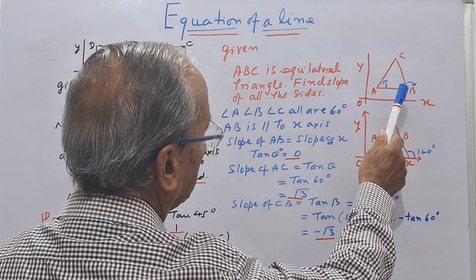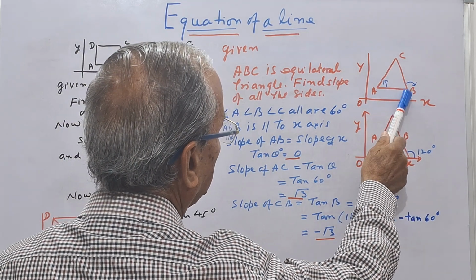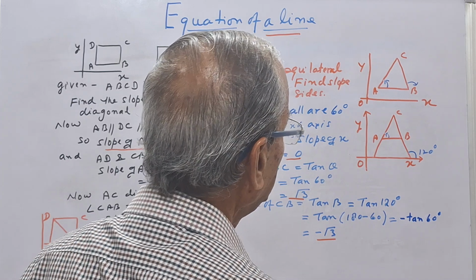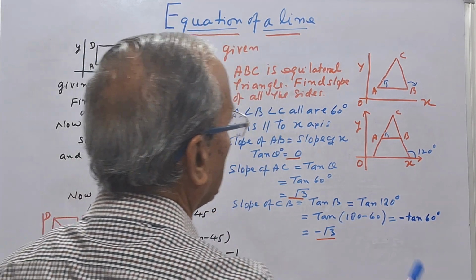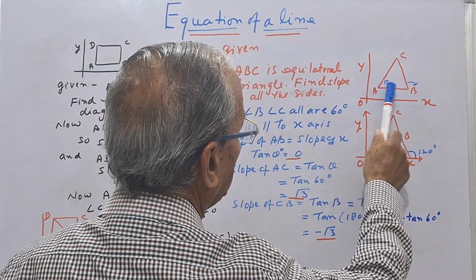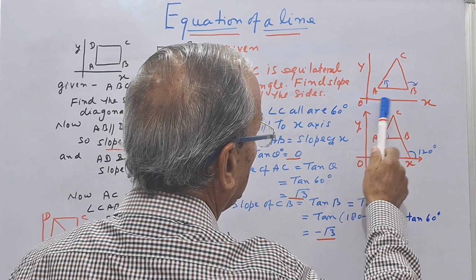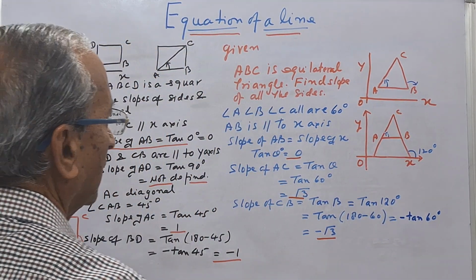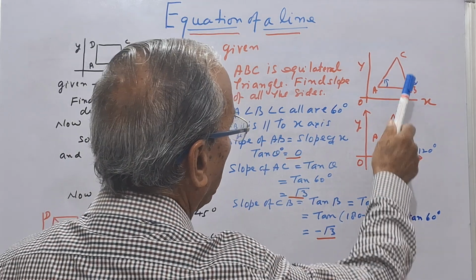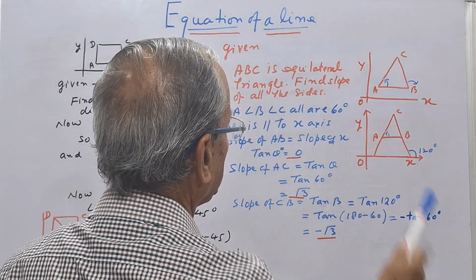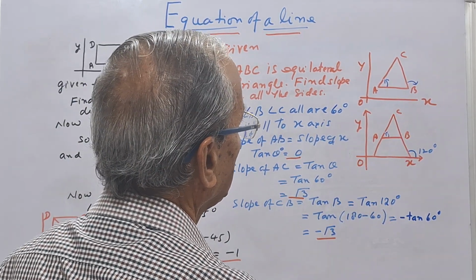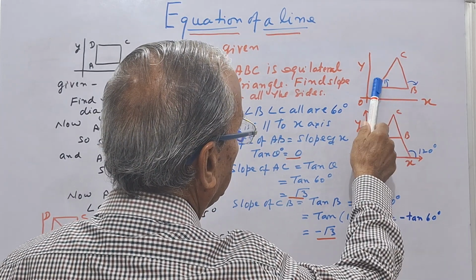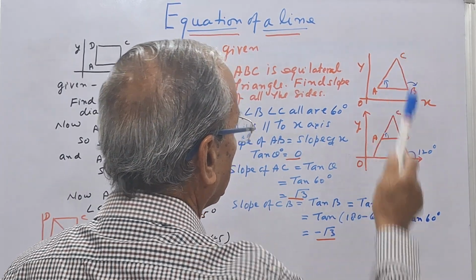It is given that ABC is an equilateral triangle where AB is parallel to the x-axis. We have to find out the slopes of all the sides. It means AB, AC and BC.